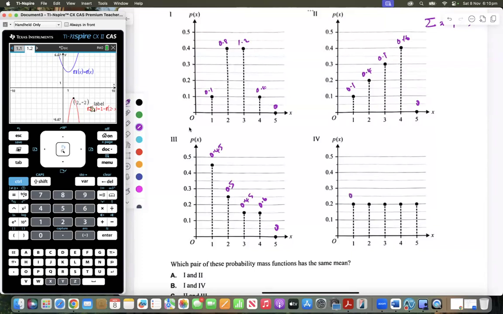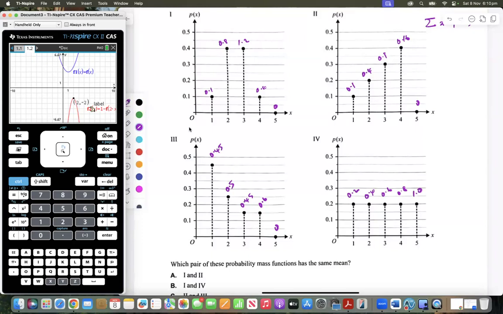So 1 times 0.2, 0.2, 0.2, 0.2, 0.2, for 1, 2, 3, 4, 5. No, actually, I was wrong. Multiply this by the number, right? So 0.2 multiplied by 1 is 0.2, 0.4, 0.6, 0.8, 1.0. Add them together.